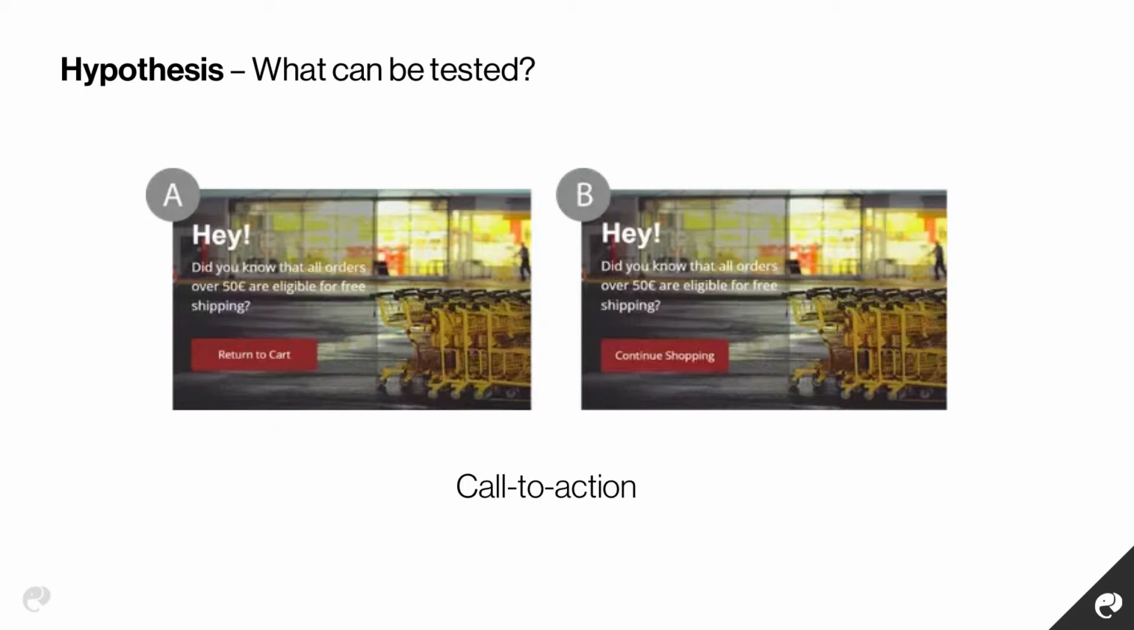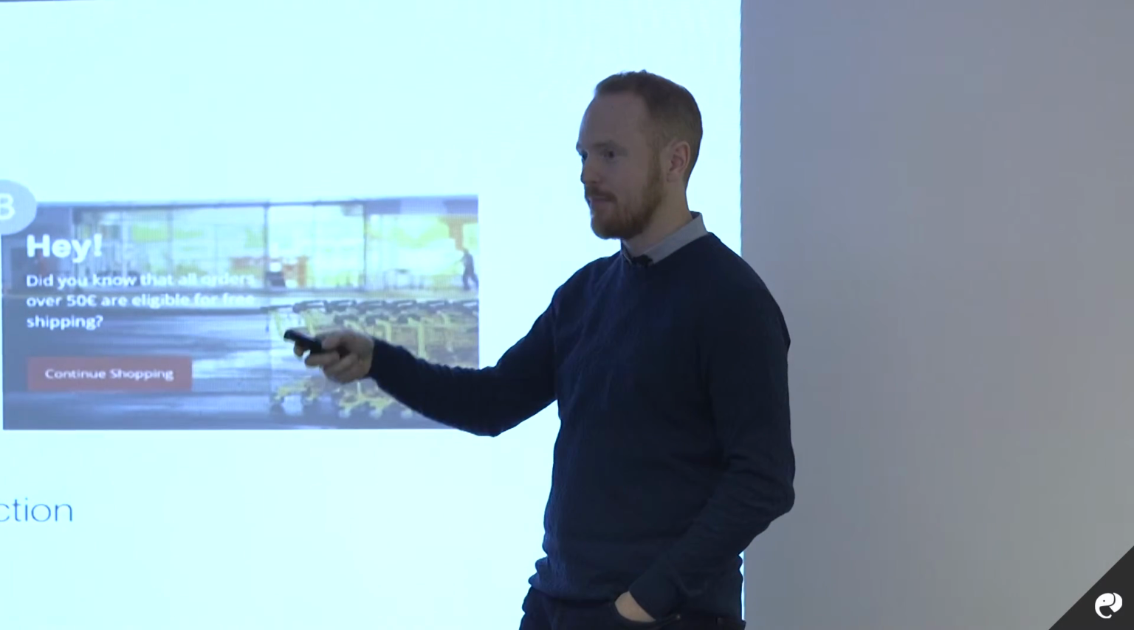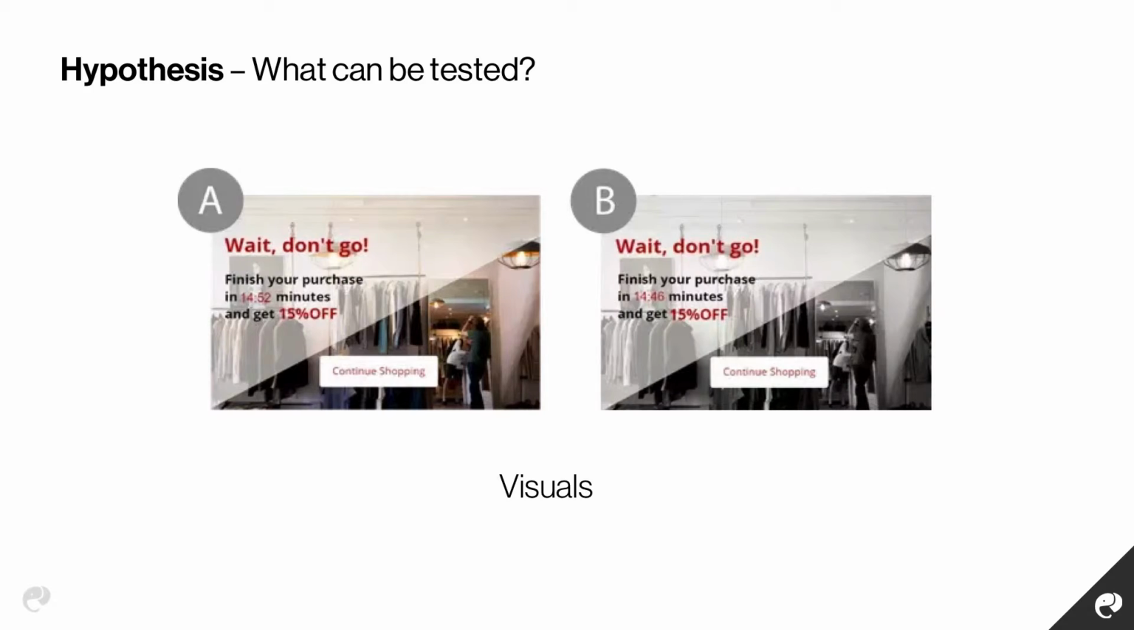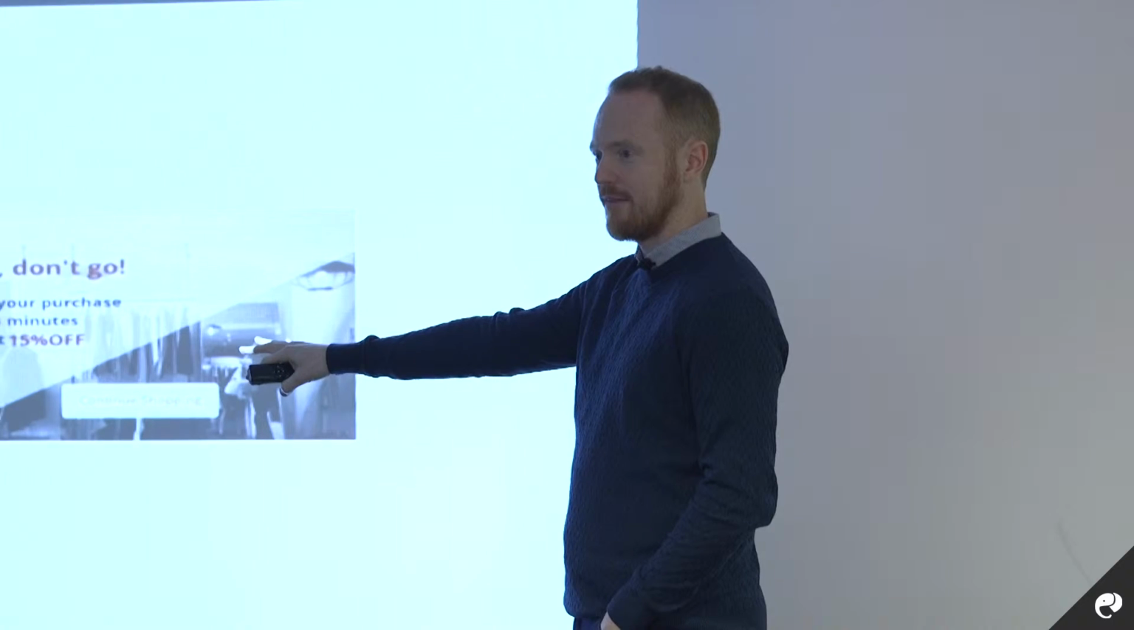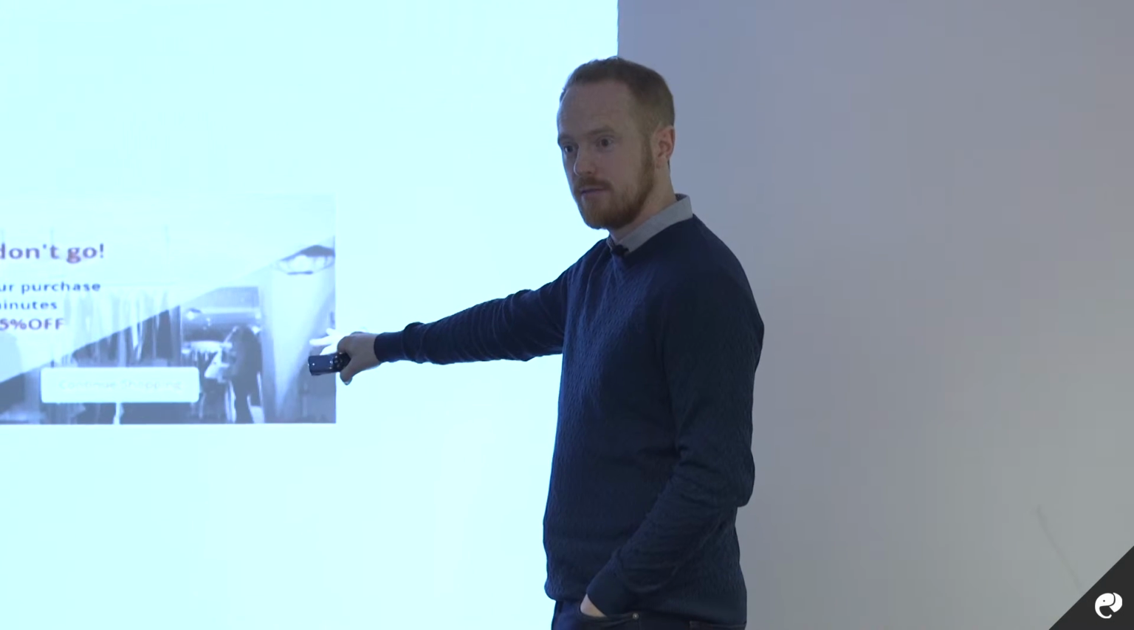It might be the call to action itself, so your proposition or your strapline, and again, just writing it in a slightly different way. So here you've got, on the left-hand side, return to cart, and here you've got continue shopping. And we can test to see if that has an impact, positive or negative. It could be simply things like visuals, so even the colour image on the left may work better or worse than a black and white image on the right.